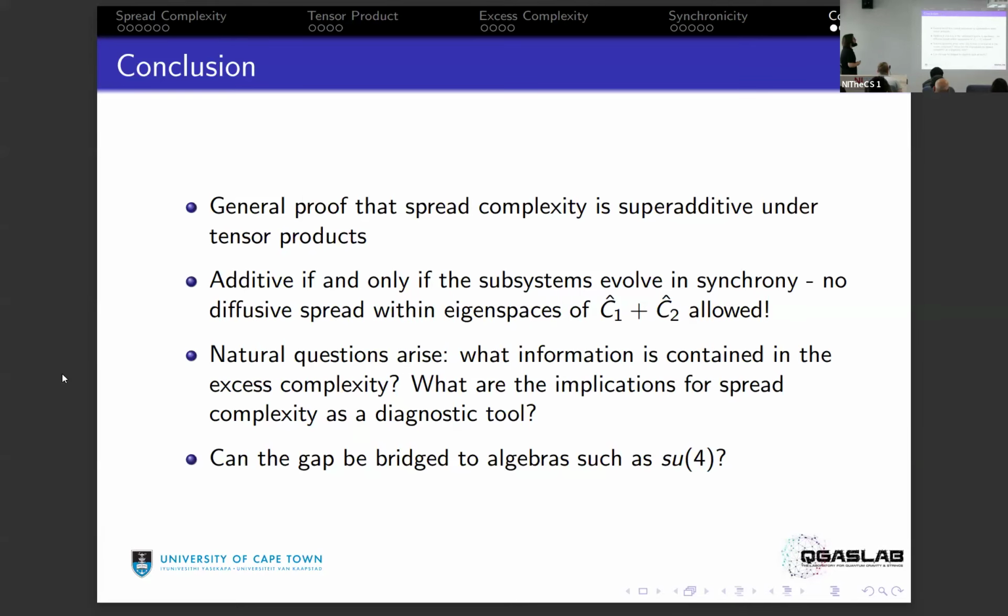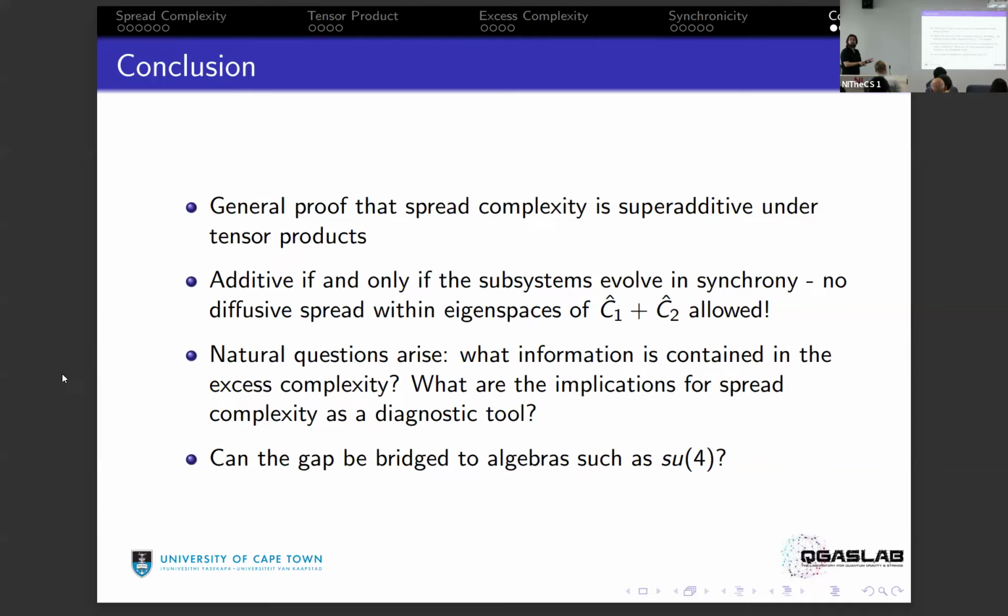So just to conclude, we've shown in the general proof that spread complexity is super additive on the tensor products. And it's additive if and only if the two systems evolve in synchrony. So no diffusive spread within the subspace. You will generate exactly one eigenstate to C1 plus C2 using the action of the combined Hamiltonian.